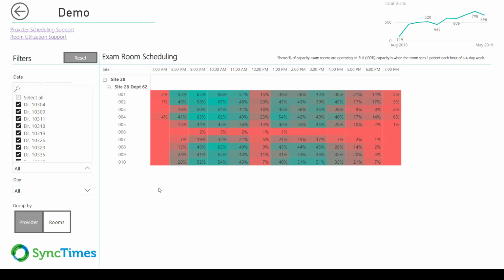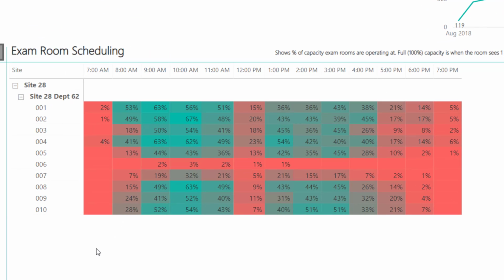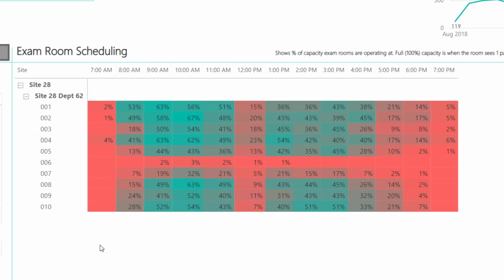In general, exam rooms are underutilized, and this can often be improved by limiting providers to 2 to 3 exam rooms. So what we're seeing here is exam rooms 1 through 4 are pretty heavily used. Exam room 6 almost never used. Exam room 7 very lightly used. And in general, it looks like we're at around 50 to 60% utilization in all of these exam rooms.